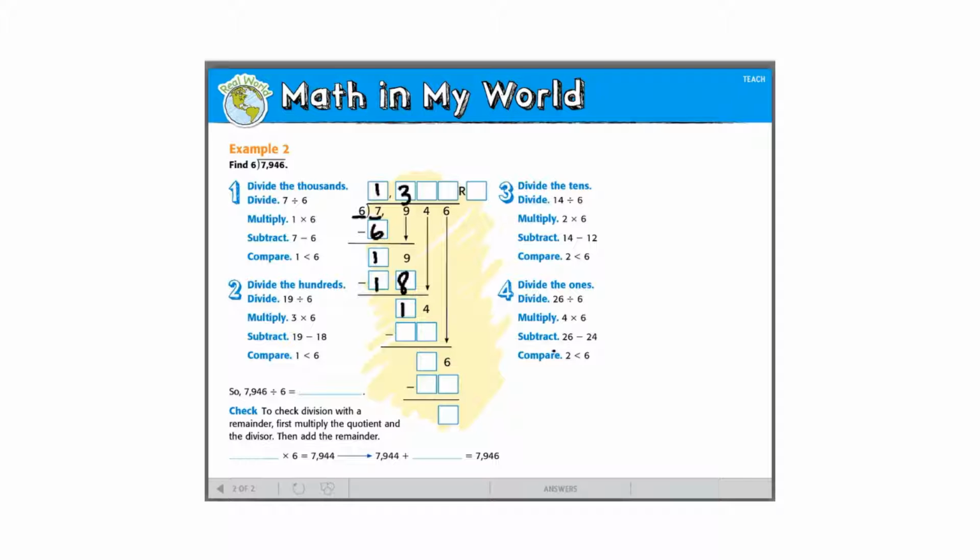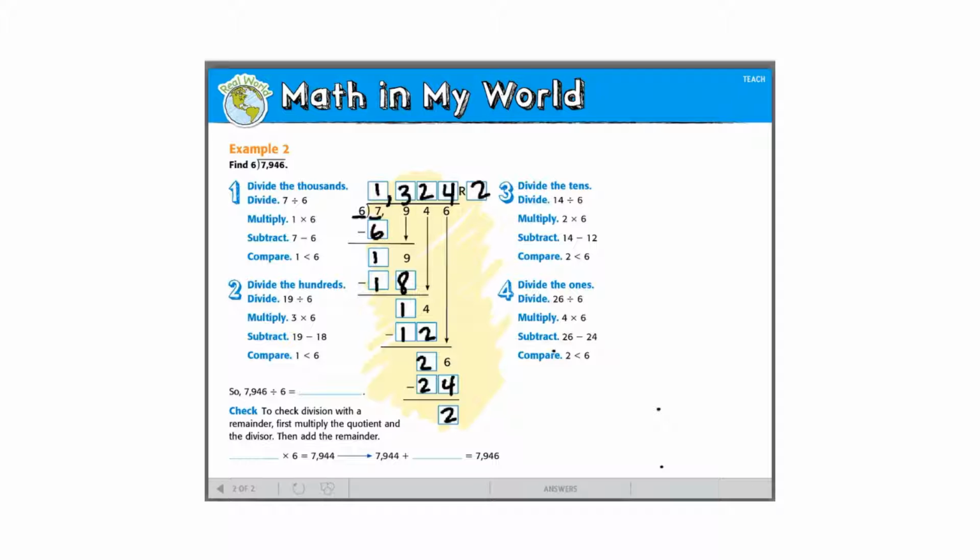Bring down the 4, so that's 14. 6 into 14 goes twice. 2 times 6 is 12. Hopefully following with me. I see everybody writing. So 14 minus 12 would be 2. Bring down the 6. 6 into 26 would go 4 times. 4 times 6 is 24. And then you get 2 again as a remainder. So your answer is 1,324, remainder 2.